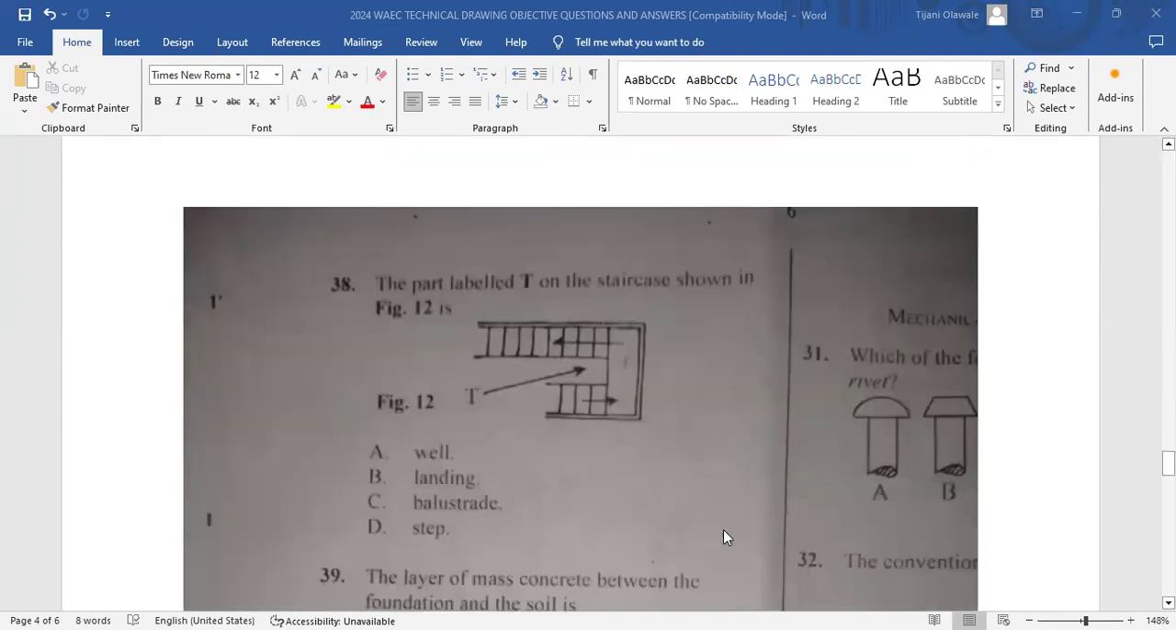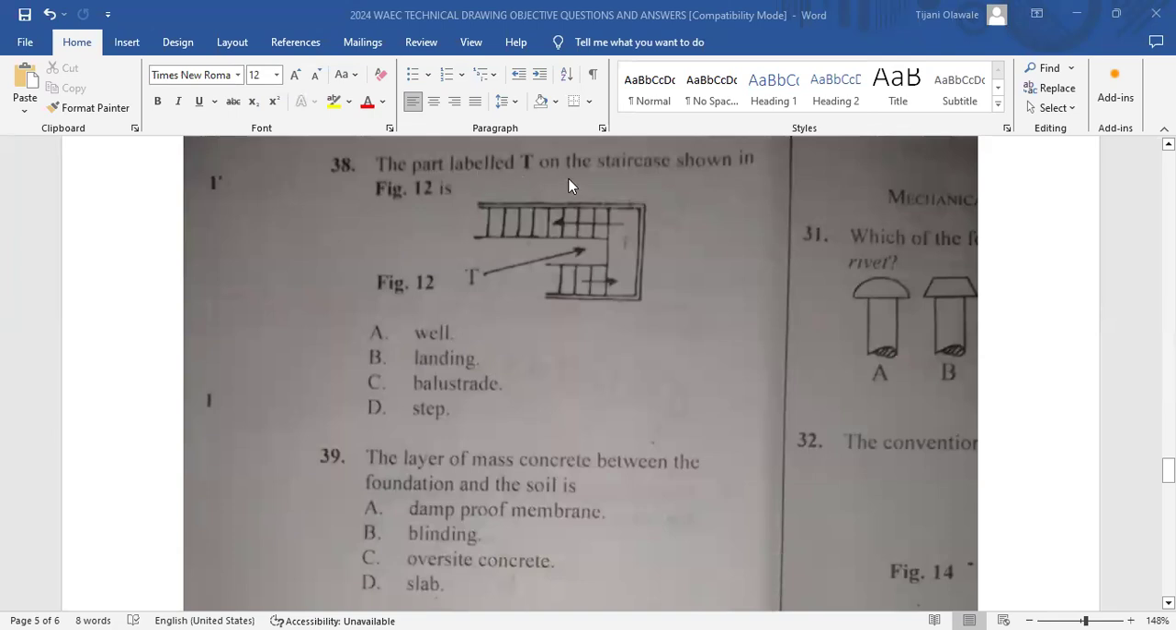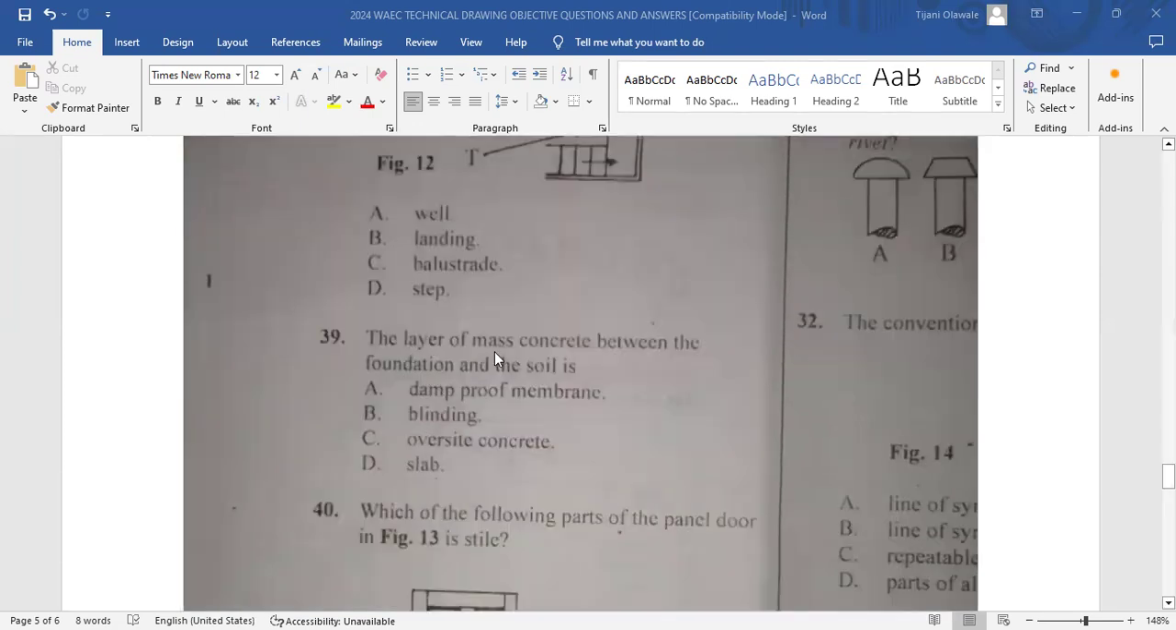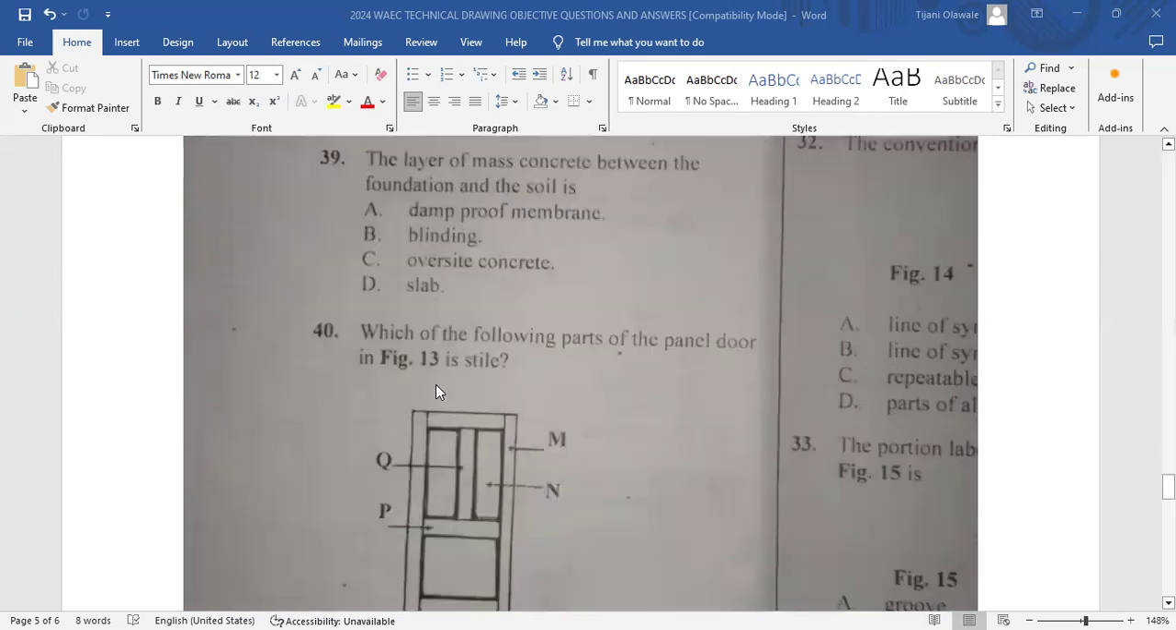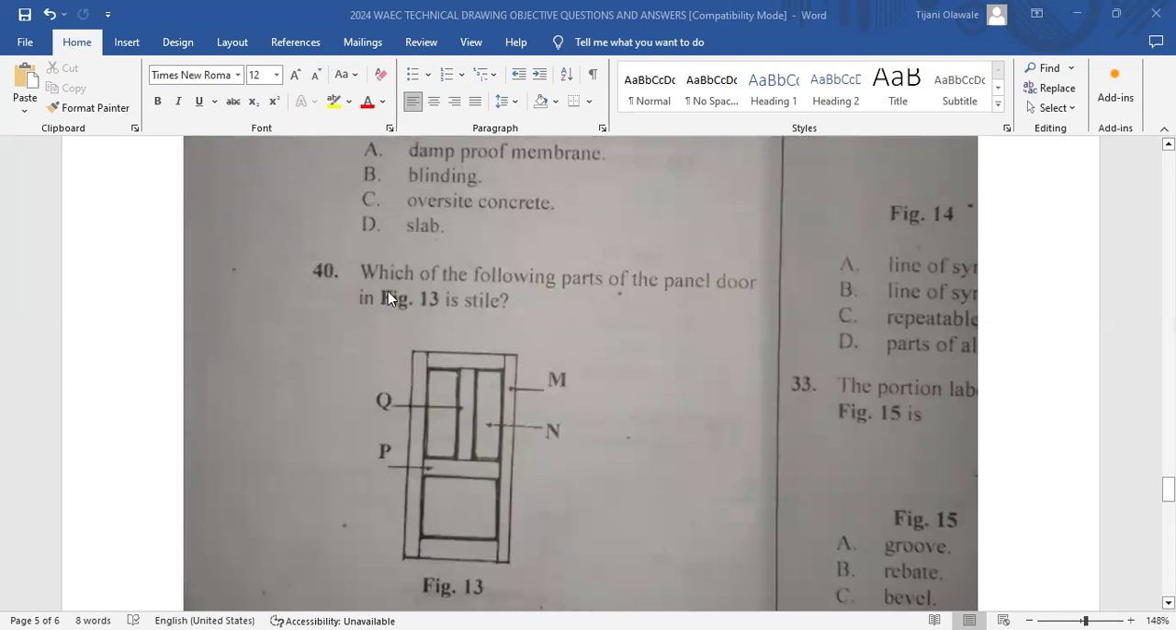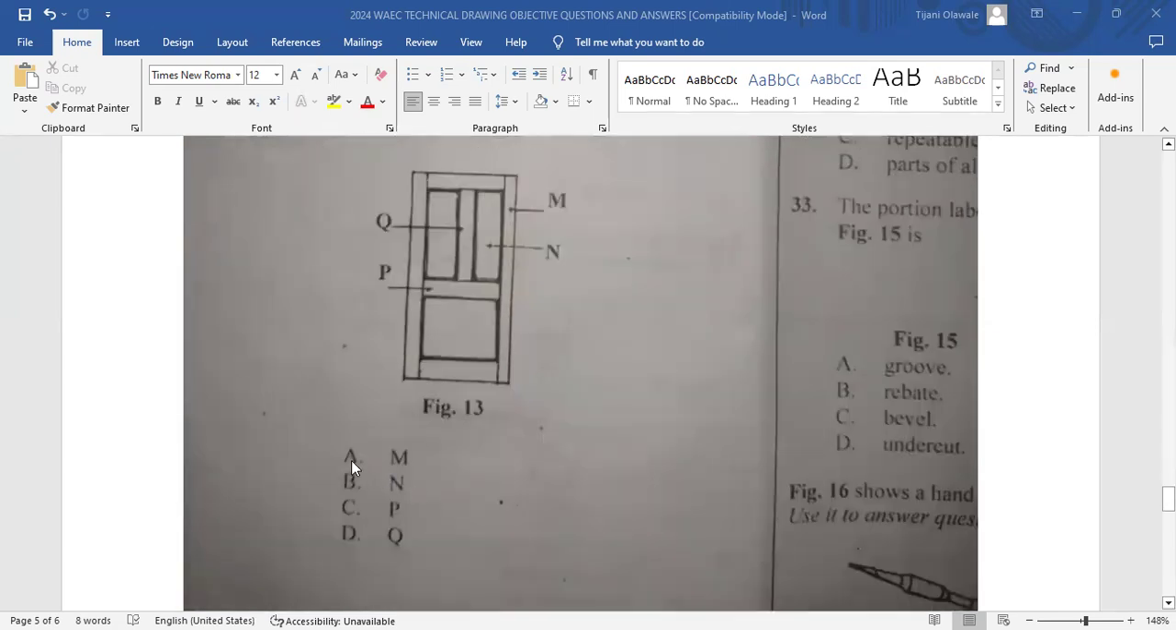Then we move to question 38, which says that the part labeled T on the staircase shown in figure 12 is a well. Then question 39. The layer of mass concrete between the foundation and the soil is a blinding. So we call it blinding. Then question 40, which of the following parts of the panel door in figure 13 is a stile? That is option A. So this is a stile. Sorry, A is the answer to this question.